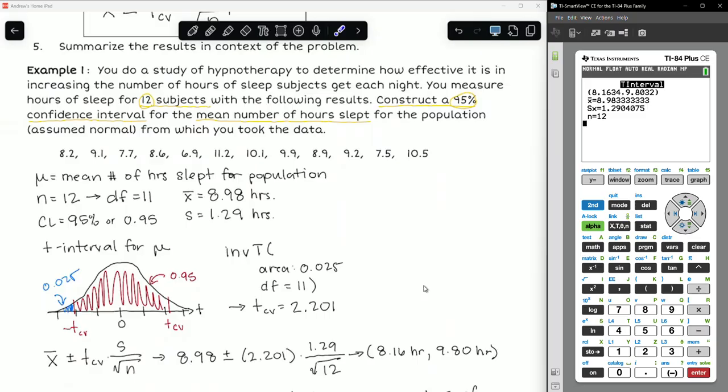And again, you'll notice it spits out exactly what we got when we did it manually, 18.16, 9.80. It just goes out a few decimal places further. There's less rounding error here.